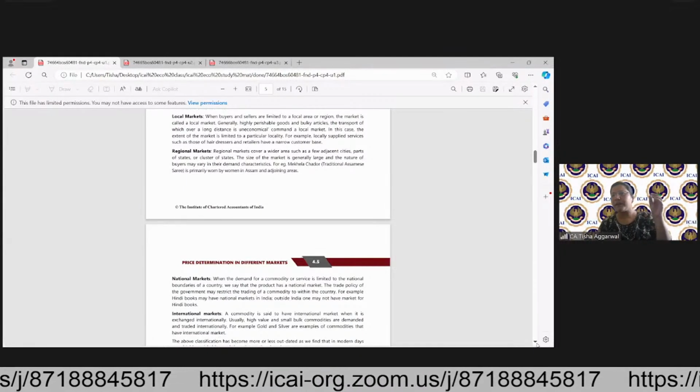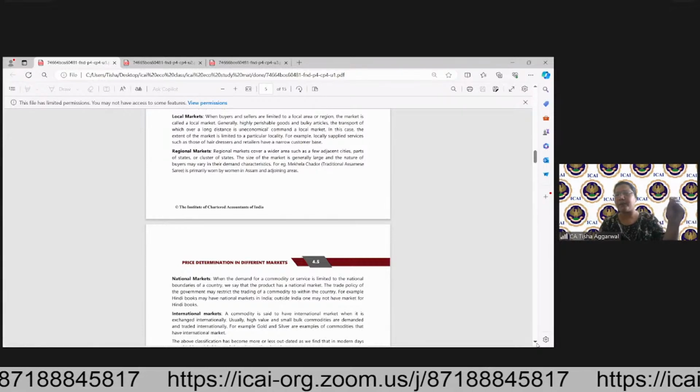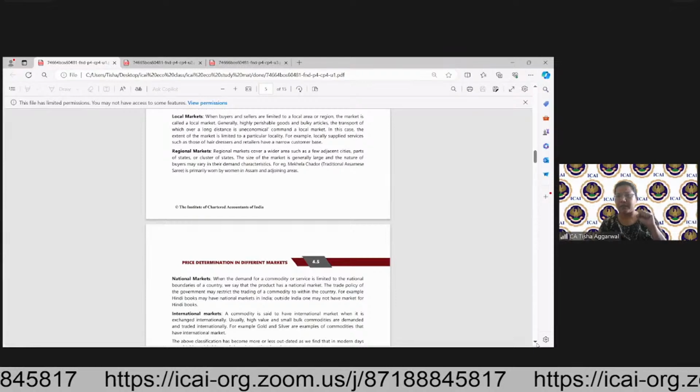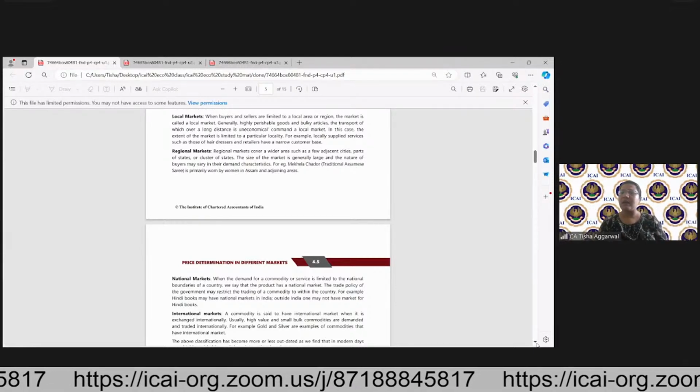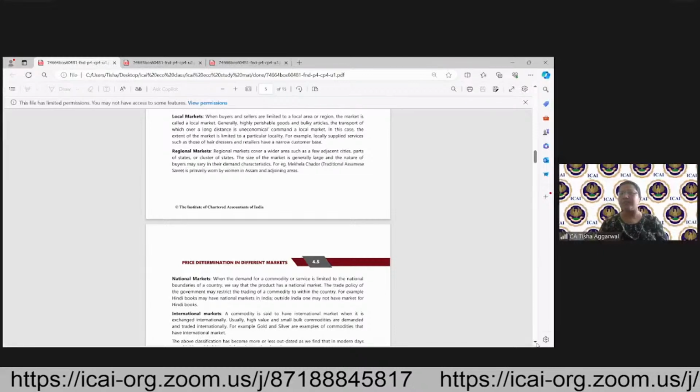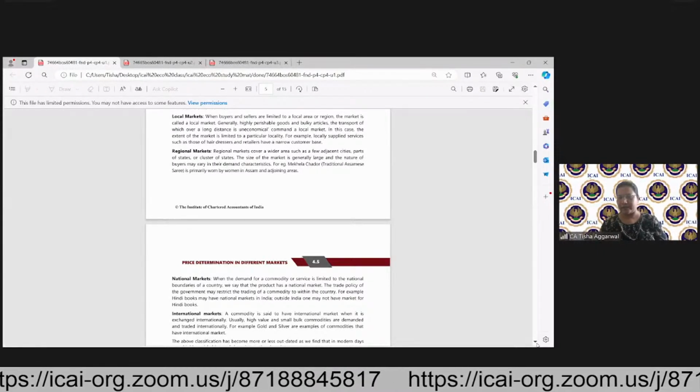What is that Bagru print? That's a specialized hand print by the Jaipur market. It's a place in Rajasthan, correct? So that is the regional market, which is primarily famous in that particular area and which is popular in that particular area.